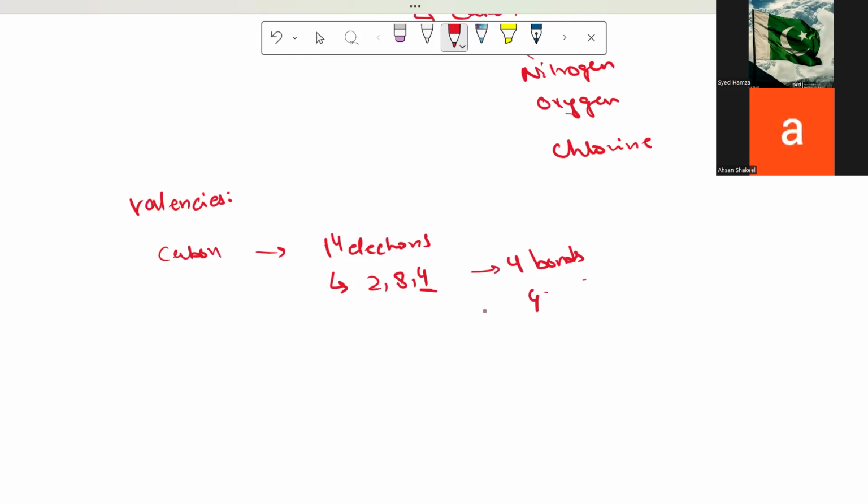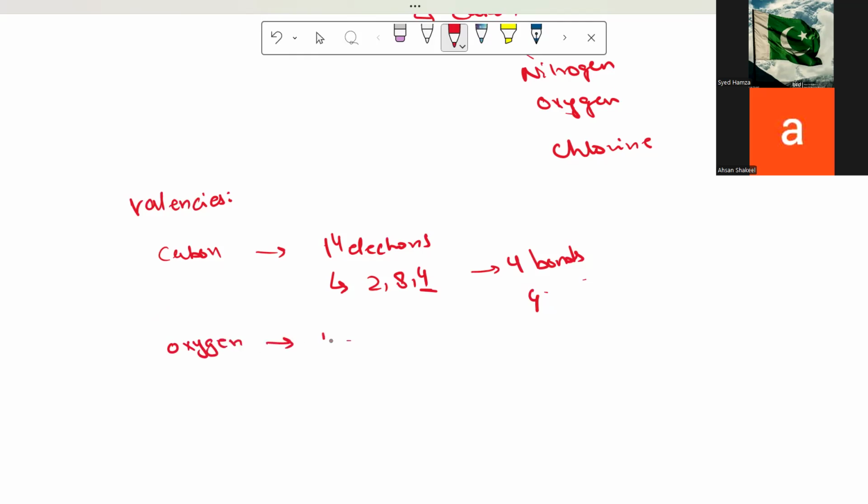Meaning it can make 4 bonds, meaning that whenever you have a carbon atom in an organic compound, that carbon atom will always make 4 bonds. I'll give you an example later in the video. Okay, so this is carbon.